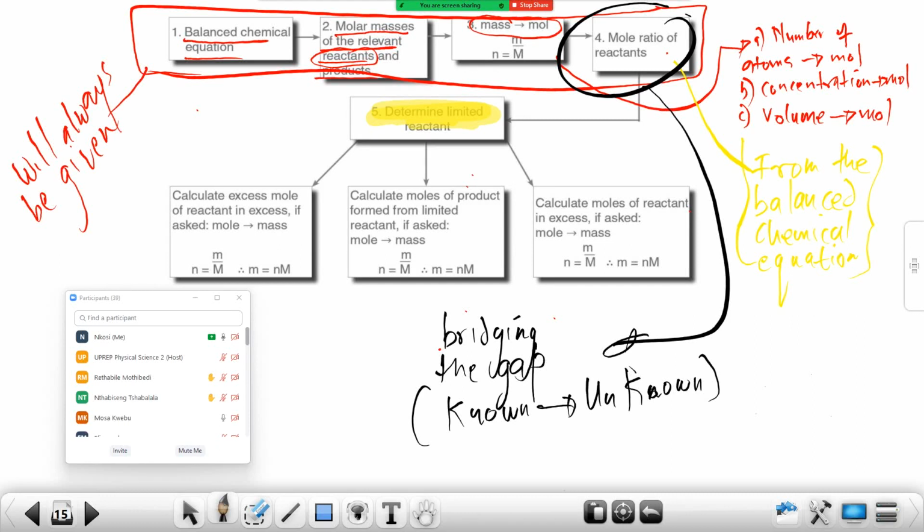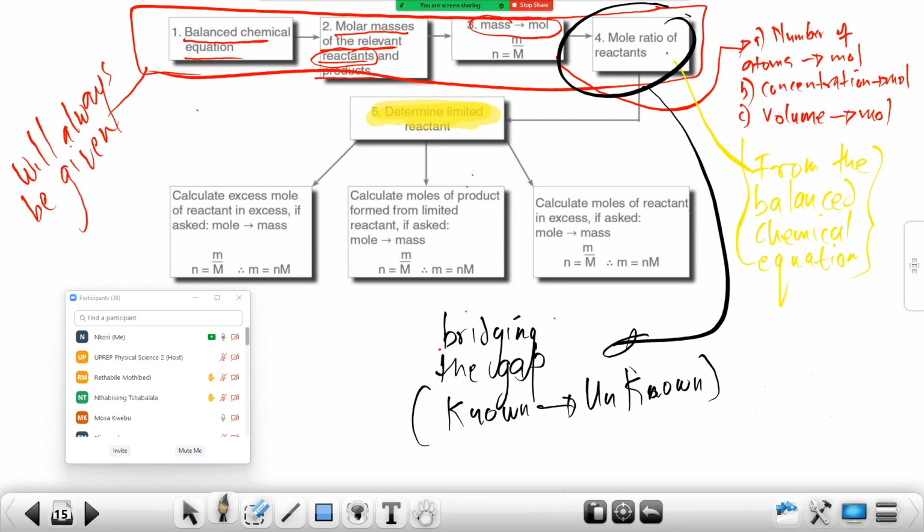So how do we move that? How do we link the information that is given to the information that is being asked? The question is asking me about X, but I have information about Z and Y. So how do I link all this? I calculate information of Z and Y, link it through the molar ratio, and after the molar ratio, I have information of the unknown.